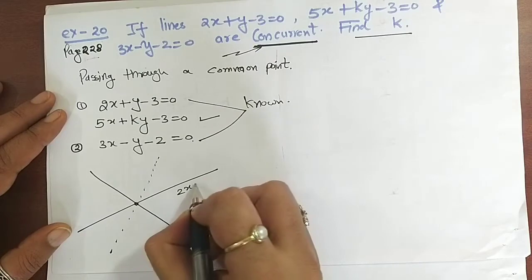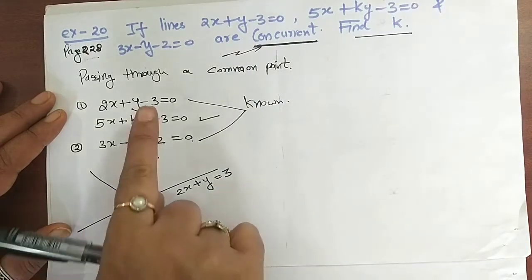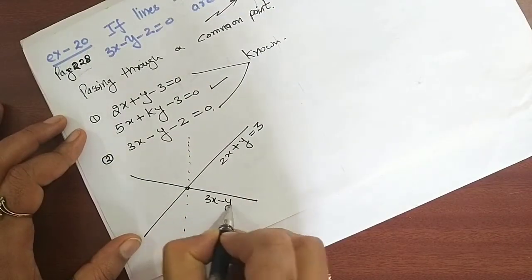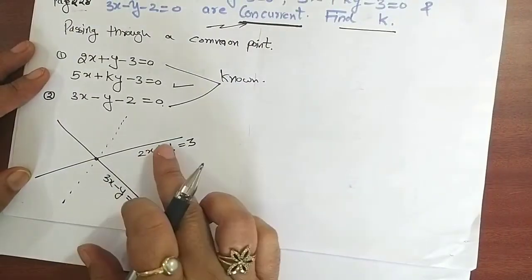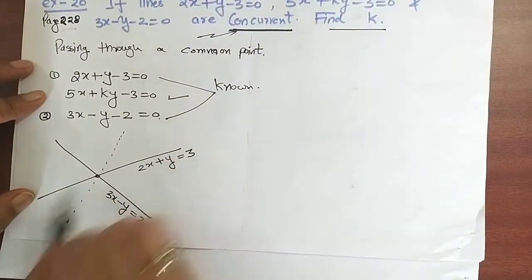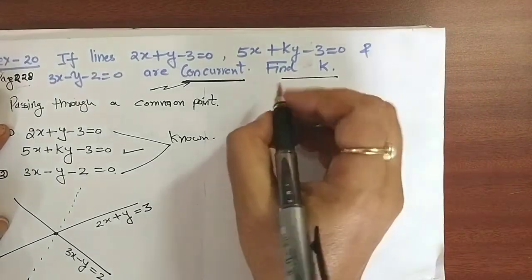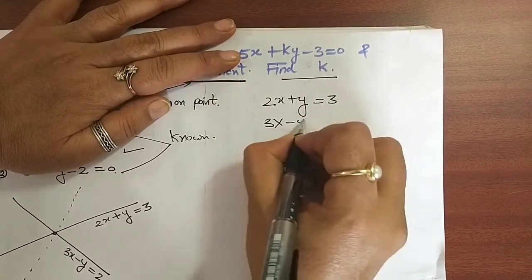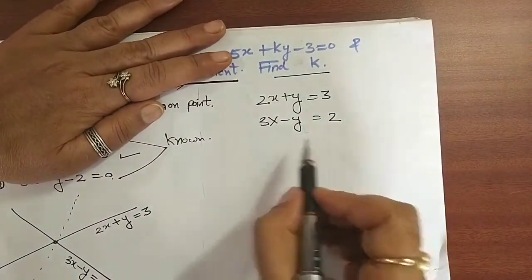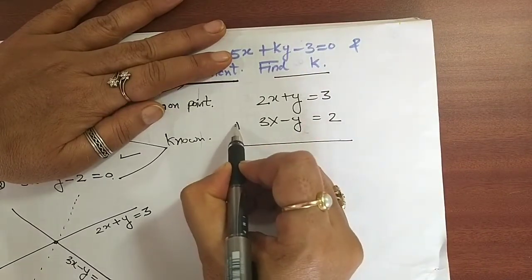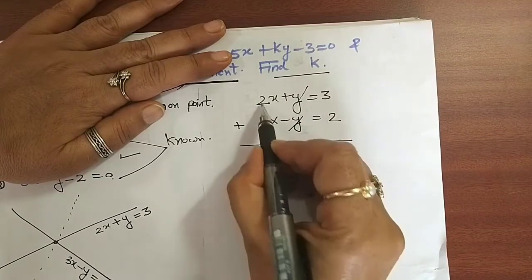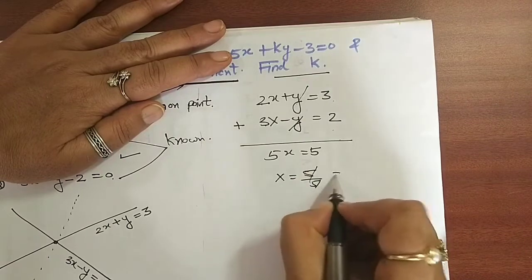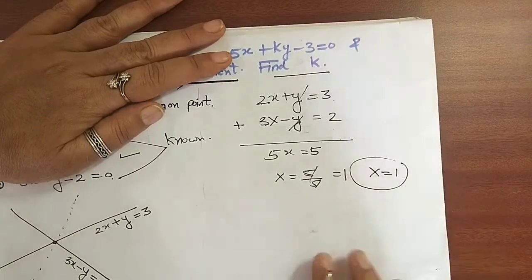So my first line is 2x plus y is equal to 3. This 3 I am writing on the other side. And this line is say 3x minus y is equal to 2. So I will find the point of intersection of these two. So how to find the point of intersection, guys? It's pretty simple. We have to solve it algebraically. Can I add these two equations? So what I am doing, adding. So this y will cancel. What is 3 plus 2? 5x. So what is x, guys? 5 by 5, which is 1. So I got x is equal to 1.